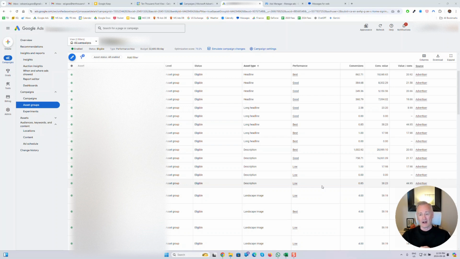Anyway, so we're really happy for this at my agency because we can really optimize this a lot better. I do hope that this feature drops for RSAs as well, because it would be really nice to have conversion level reporting for headlines and descriptions, and also everything else.